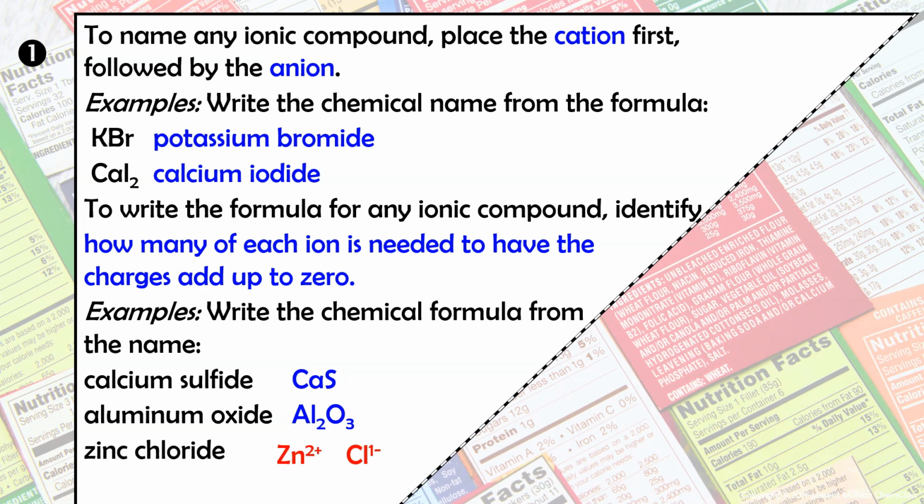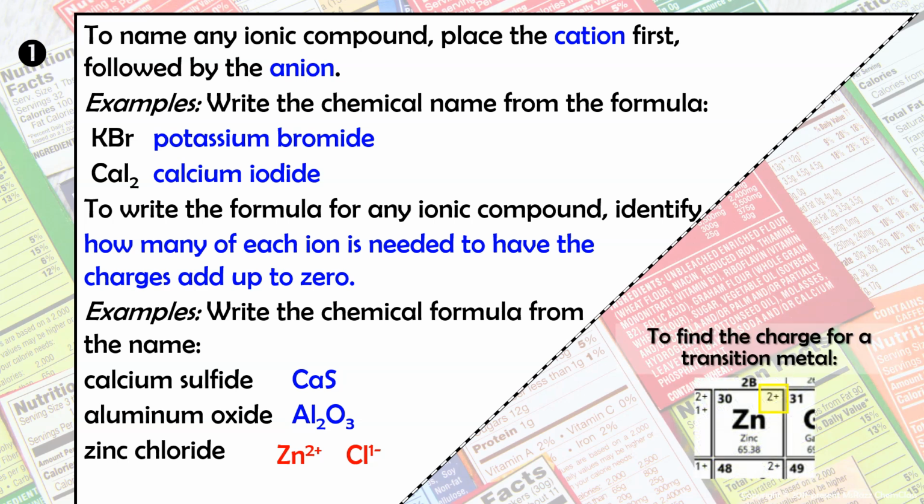And then finally, zinc chloride. Now you may say, how do you get the zinc charge? Well, remember, this is a transition metal. This is located right on the periodic table. And so all you'll have to do is go to that section on the periodic table and just write down the charge. And then again, just like we practiced before, the charges have to add up to 0. So you're going to have 2 chloride ions for every 1 zinc. So the formula is going to be ZnCl2.